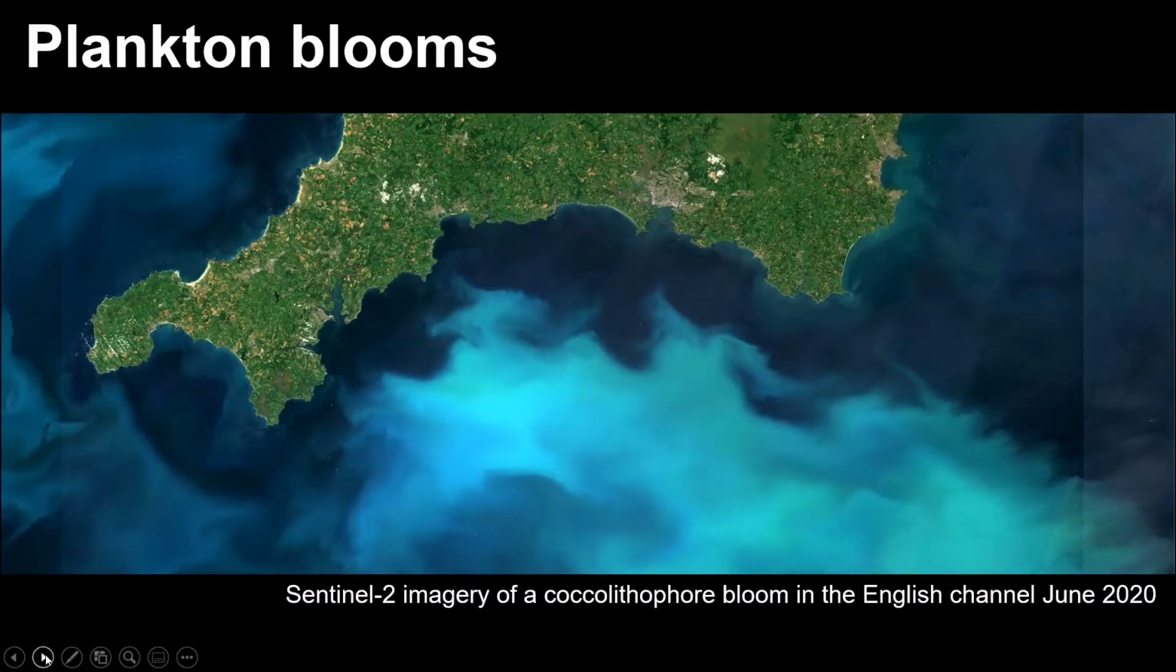We can also see plankton blooms at sea. Here's some really fantastic imagery that was just from June this year of a phytoplankton coccolithophore bloom in the English Channel. You can see it's absolutely huge. It's right off the coast of Cornwall and Devon. It comes around the edge of Cornwall, and was actually one of the largest such blooms that we've ever seen. And that was very visible just in the normal multispectral imagery.